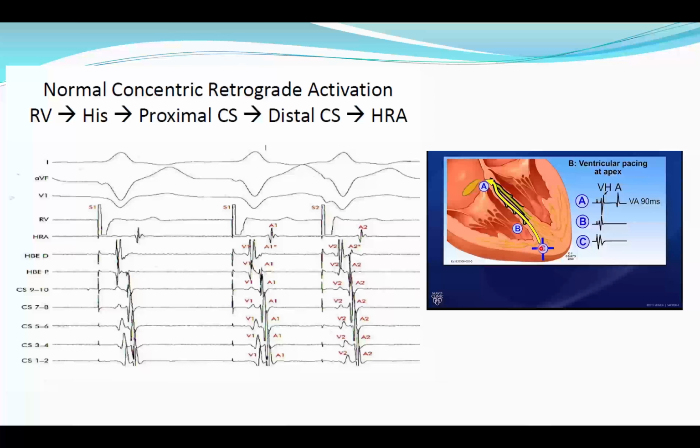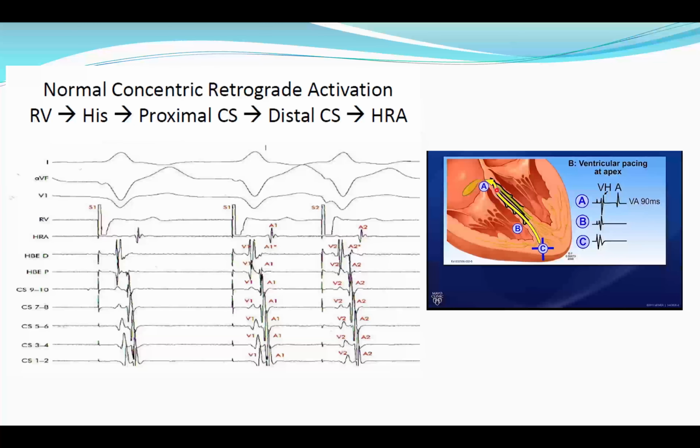So normally it will go from here, enter the AV node, go to the His first, then from the His it will go to the proximal coronary sinus. You can see 9-10 is the proximal coronary sinus. Then it will go to the distal coronary sinus. And at the same time, it will go to the HRA. So the high right atrium will be activated late. This is normal concentric retrograde activation. Presence of this says that there are no free wall pathways.